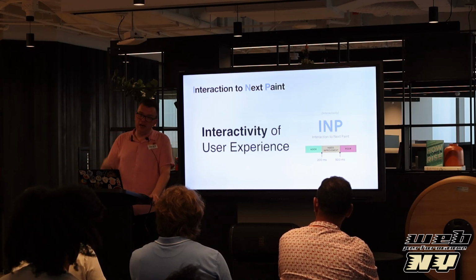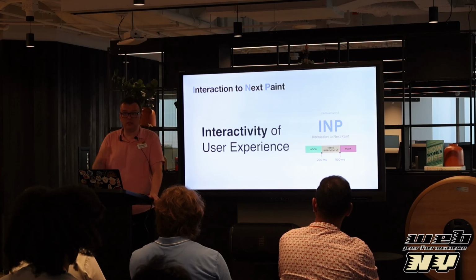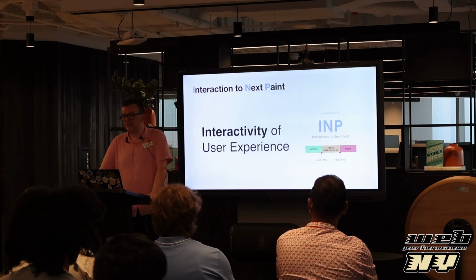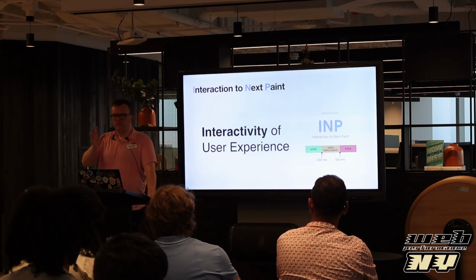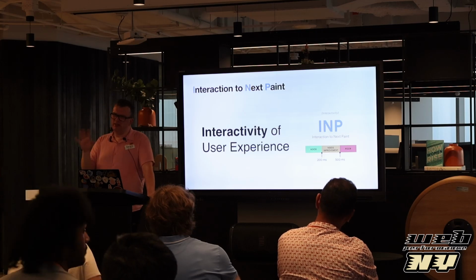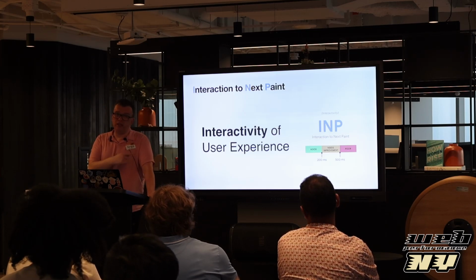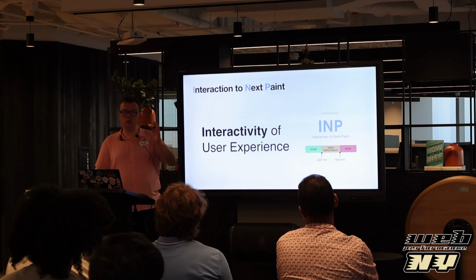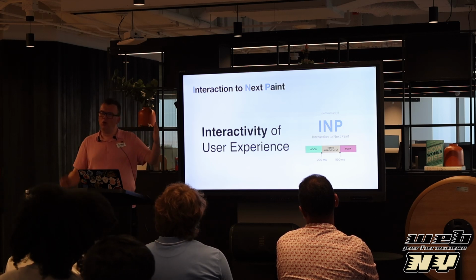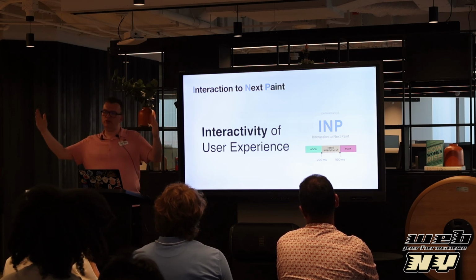In fact, there are now INP subparts as well. There are 3 new subpart metrics that help you understand in more detail what's going on. But the good news is that this metric, unlike the other one, measures from the interaction all the way to the next paint on the screen.